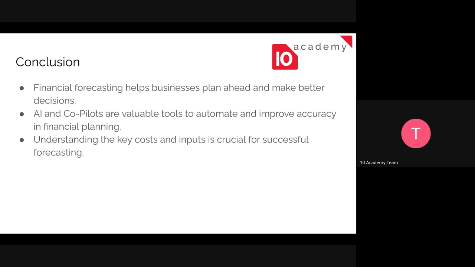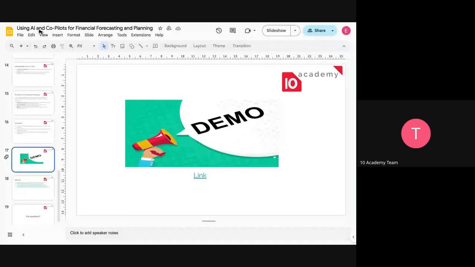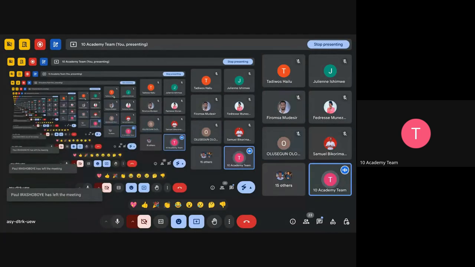You need to be able to understand these key inputs so that you can work on your tasks accordingly. So this is a link for a demo. We will continue with the demo, but if any of you have any questions, you can ask. Do we have any questions about maybe the digit functions or the key inputs, if there is anything that's not clear?